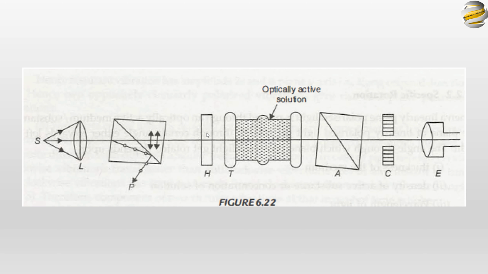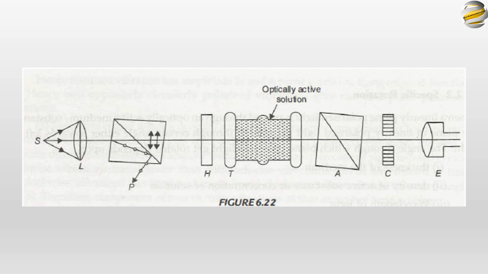The position of the analyzer is so adjusted that the field of view is dark when the tube is filled only with deionized water. The position of the analyzer is noted on a circular scale. Now the tube is filled with optically active solution and it is set in its proper position.